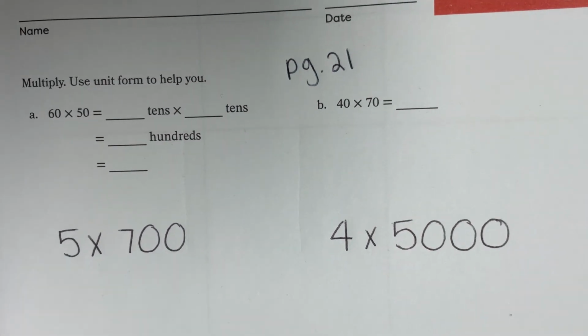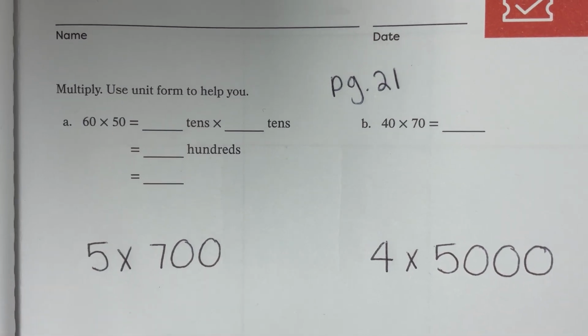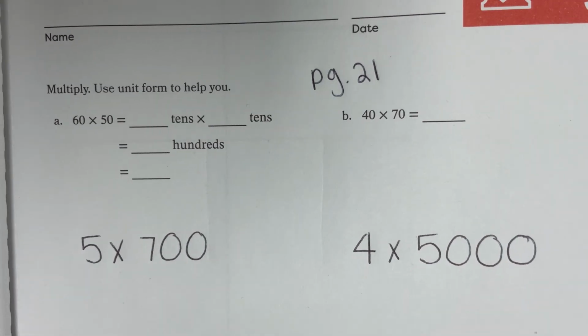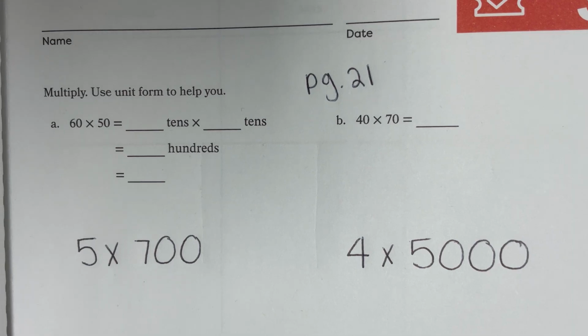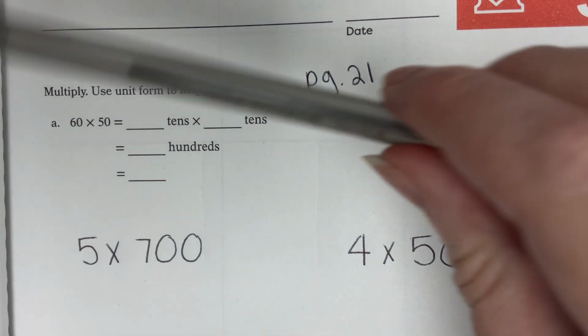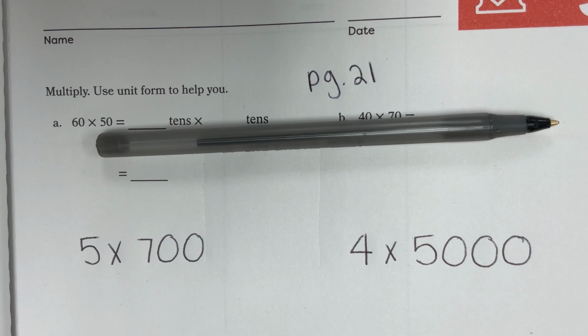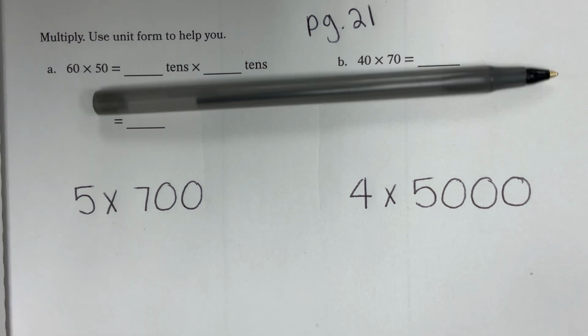Now, I want you to add 2 more problems to this page. The problems I want you to add to this page are 5 times 700 and 4 times 5,000. 5 times 700 and 4 times 5,000. Once you have that written down, set your pencil down. I'm setting mine down to show you what you should be doing. Do that right now. Set your pencil down once you have these extra problems written.